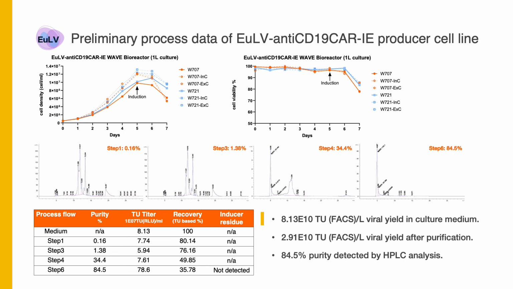And for this batch of experiments, we got 8.13 to the power of 10 TU per liter in the culture medium, and 2.91 to the power of 10 TU per liter after purification. From the result of HPLC analysis, the viral particle purity is 84.5%. To our experience, there is still a lot of room for optimization of this process, and we keep on working on it.